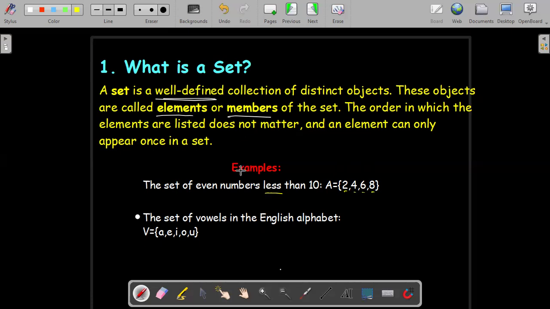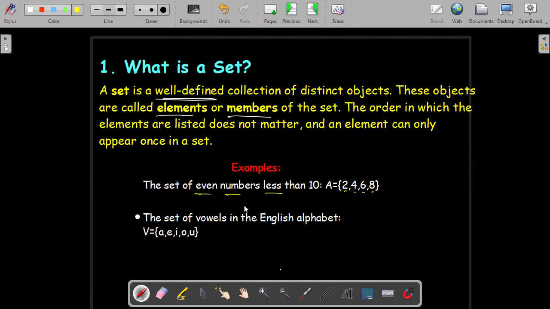Now we see that this is a well-defined collection of objects. Why is it well-defined? Because it said even numbers, so I know what type of numbers are in this set. Then we see that these elements or members do not repeat. 2 is only listed once, 4 is only listed once, 6 is only listed once, and 8 is only listed once. So this becomes a well-defined collection of those elements, which we are calling elements or members.